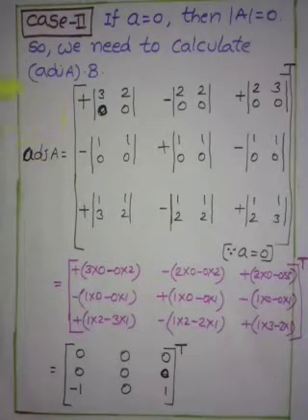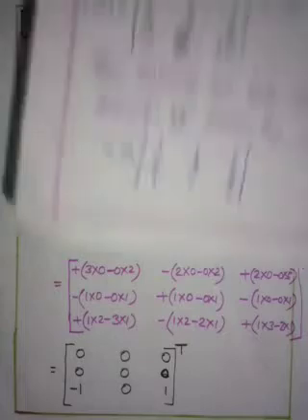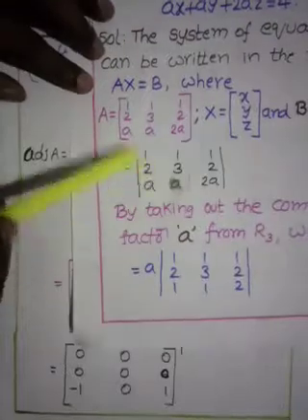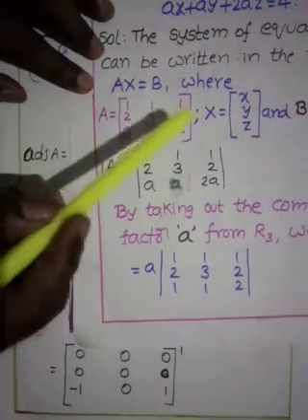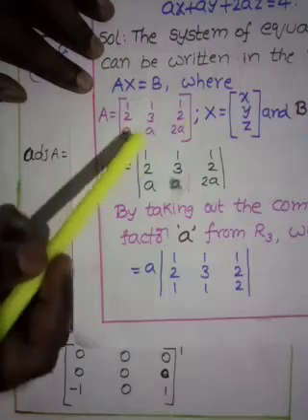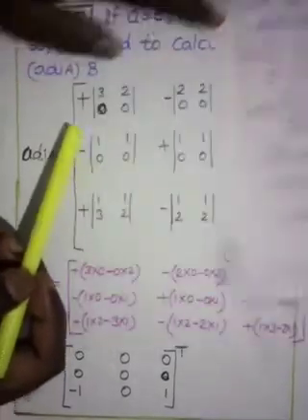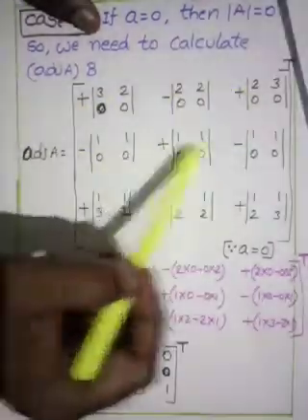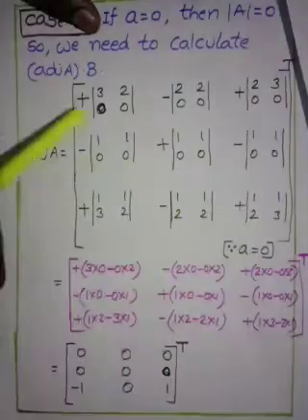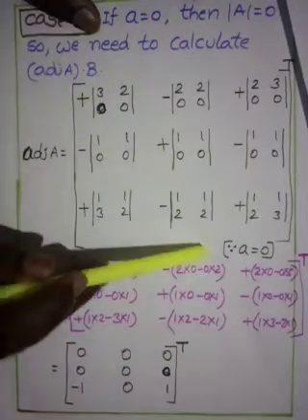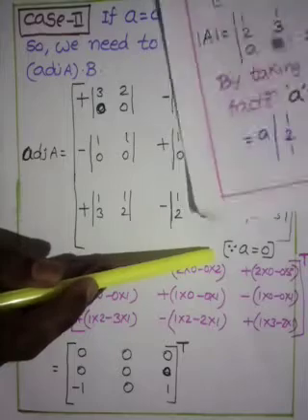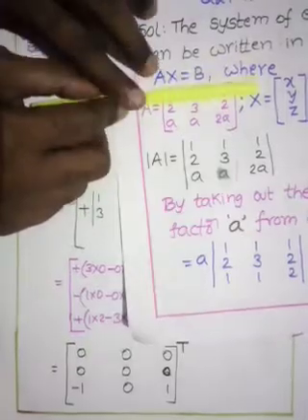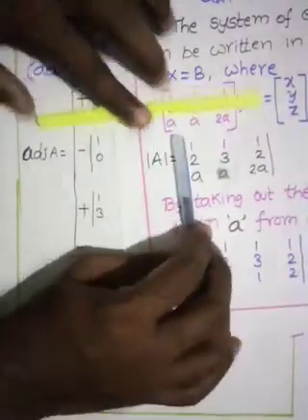Okay, my children, see here. This is the matrix A. You have to remember the sign matrix: plus minus plus, minus plus minus, plus minus plus. So first we keep those signs. Next we have to write the submatrix. Here we have to close the first row and first column.